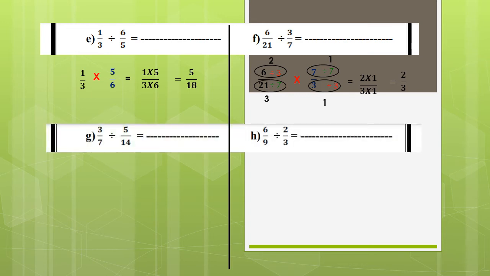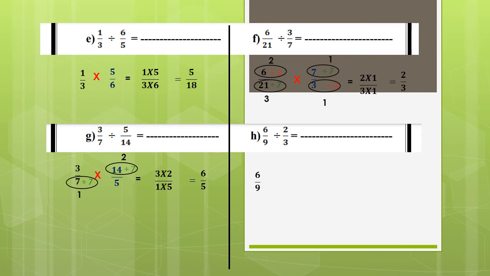Next, 3 over 7 divided by 5 over 14. So here, keep the 3 over 7 times 14 over 5. 7 and 14 are together in table 7. So I'm going to divide by 7 up and down. 7 divided by 7, which is 1. 14 divided by 7, which is 2. So I'm going to multiply 3 times 2 over 1 times 5. So it's going to be 6 over 5.